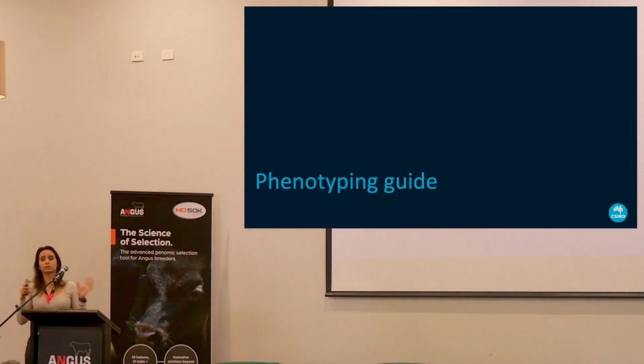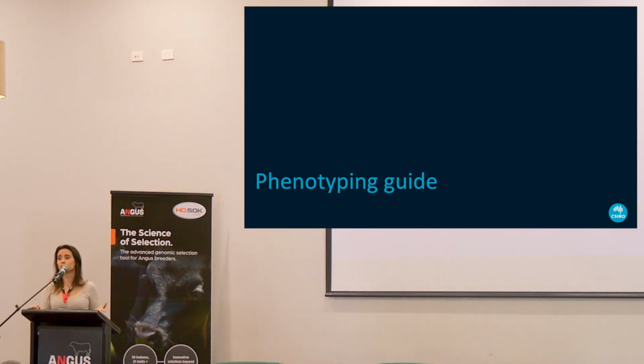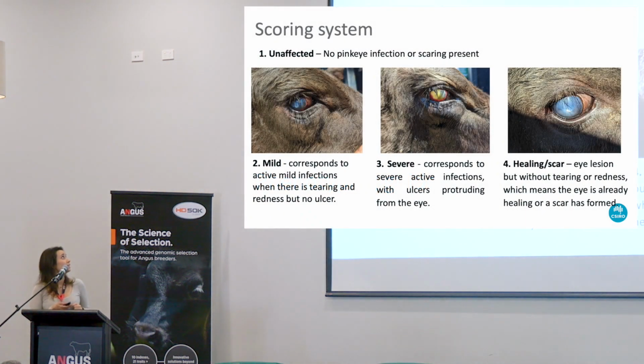All right, so with all this information in mind, we went on to propose a phenotyping guide, and then we had a focus group with some members to get some feedback and discuss the feasibility of the guide. So this is what we ended up with. It's a system with 4 scores.